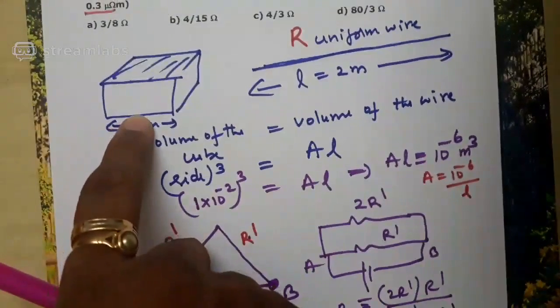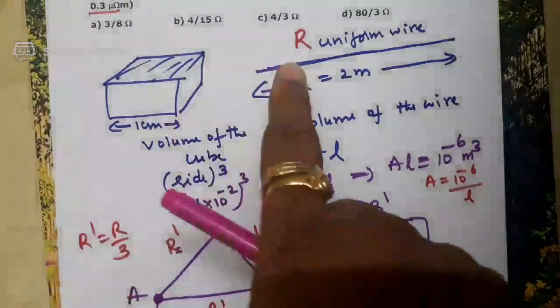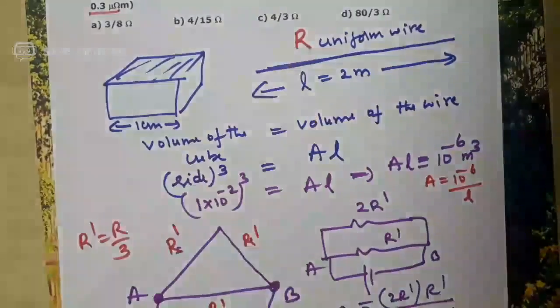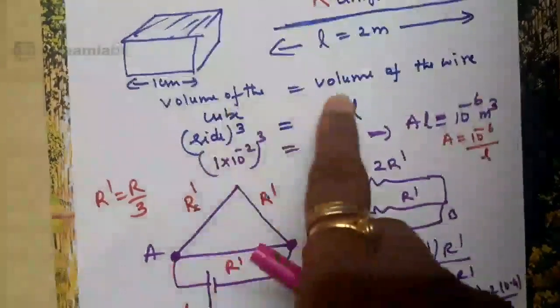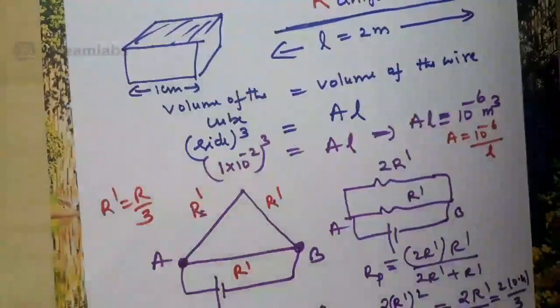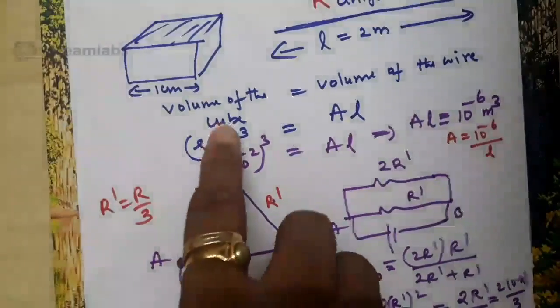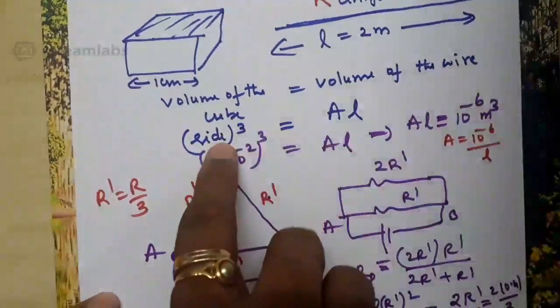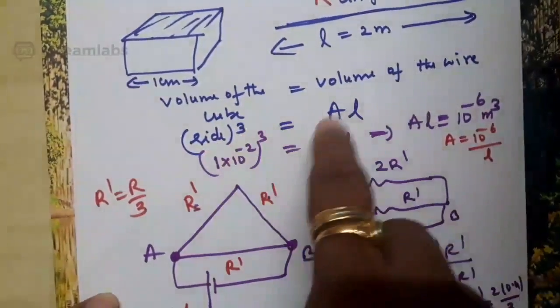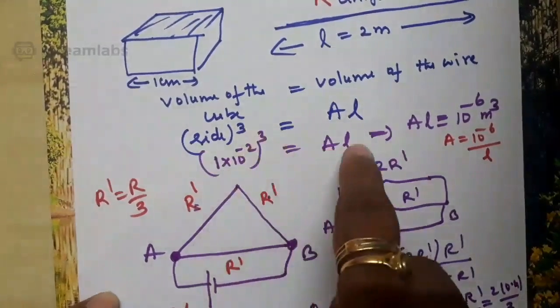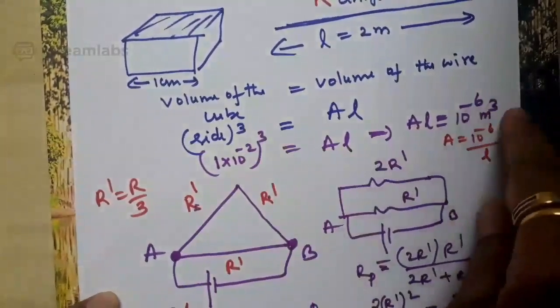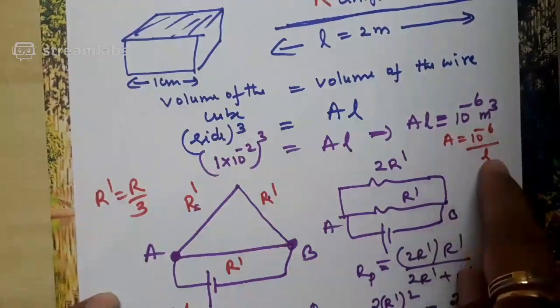First, there is a cube of side 1 centimeter drawn in the form of a uniform wire. Let us say its resistance is R. Its length was given as 2 meter. One thing you should highlight, that volume of the cube will be equal to volume of the wire. Volume of the cube is side cube, equal to A into L, the area of cross section times length. 1 into 10 to the power minus 2 the whole cube is A into L, which means A into L is equal to 10 to the power minus 6 meter cube, or A is equal to 10 to the power minus 6 by L.